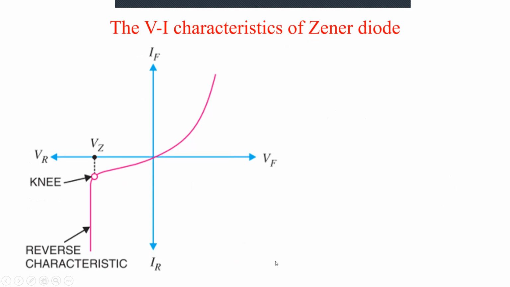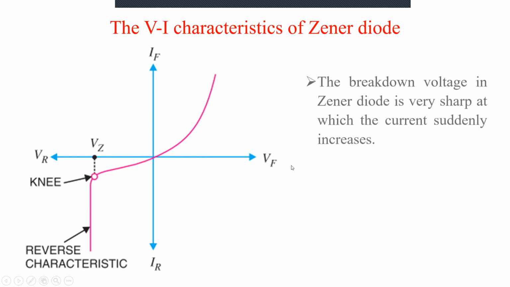So what is the VI characteristic of the Zener diode when it is forward biased and when it is reverse biased? It has the same characteristic as that of the ordinary diode when it is forward biased. This first quadrant graph shows you the forward biased Zener diode characteristic. When forward voltage is increased, there will be an increase in the current, and that is a non-linear increase. Here the resistance of the Zener diode will be very small, and it will conduct electricity even at very low voltage.